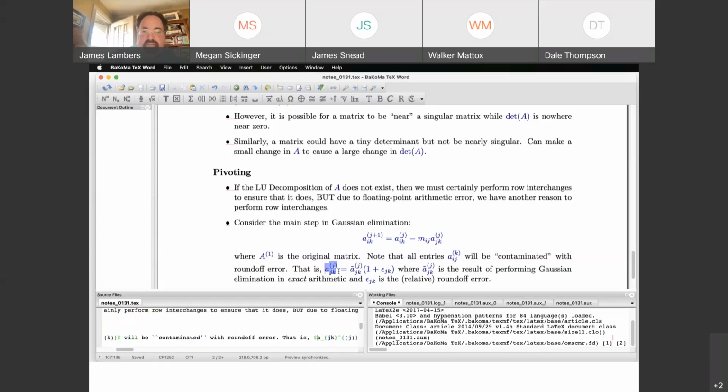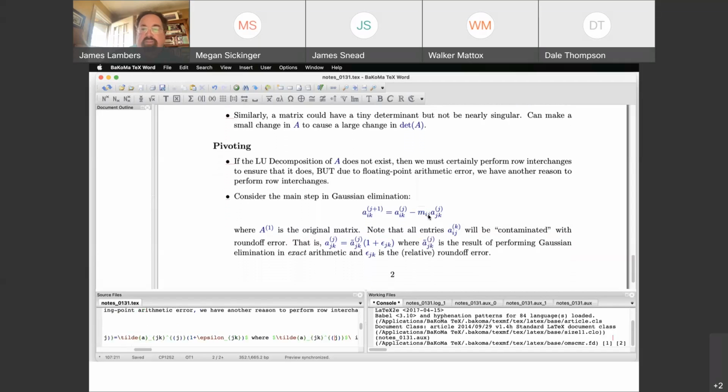Here's the entry that you have after your computation. Here's the entry you would have if you were able to perform exact arithmetic. And then it's multiplied by this factor that includes some relative error that's due to rounding. So this is generally going to be a very small quantity, but we do have to consider it. Now, because there's already some error in this entry, that error gets multiplied by this multiplier.